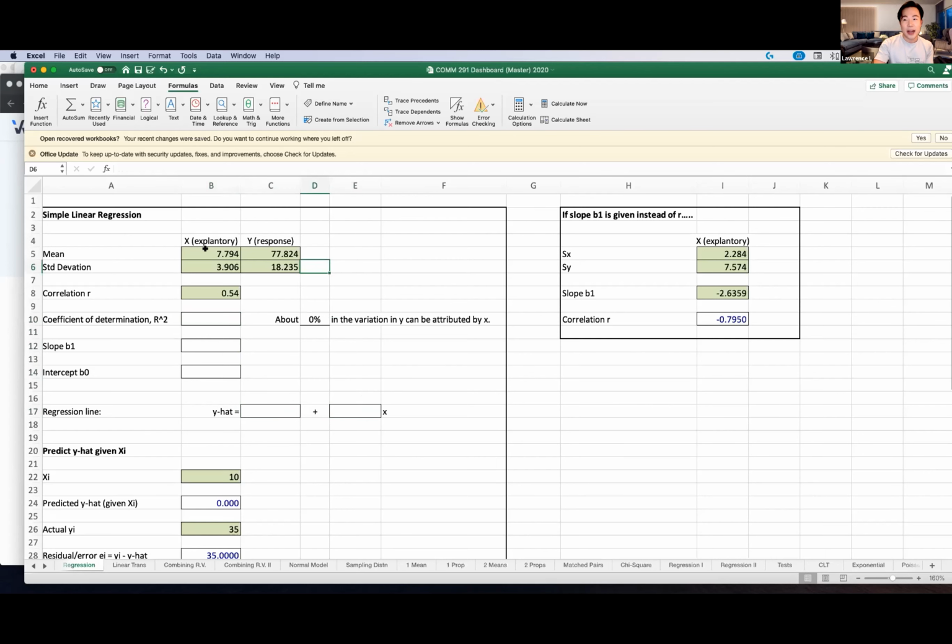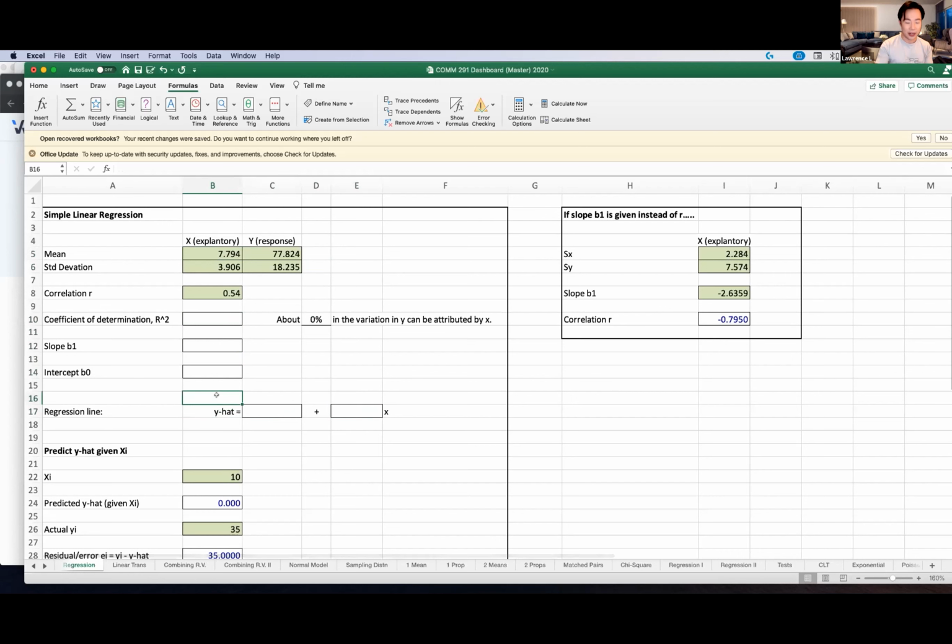So Y hat is the predicted Y given any value of X, assuming that you do not extrapolate. More on that later. So how do you find the R squared? Literally just do enter. Here, let me make it a little bigger screen.